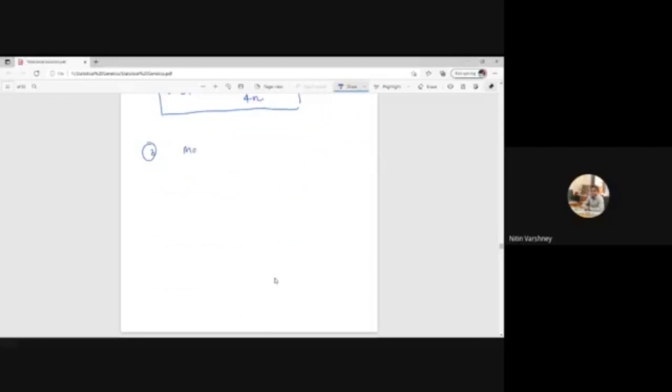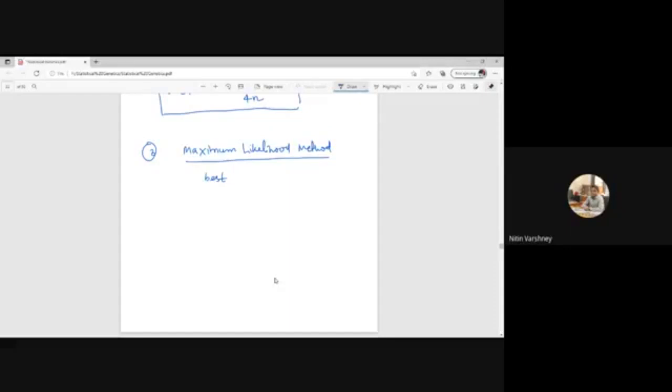maximum likelihood estimator, the maximum likelihood method. So this method is considered the best method, because generally whenever we find the estimator, what are the properties of a good estimator? What are the properties of a good estimator? Tell me.